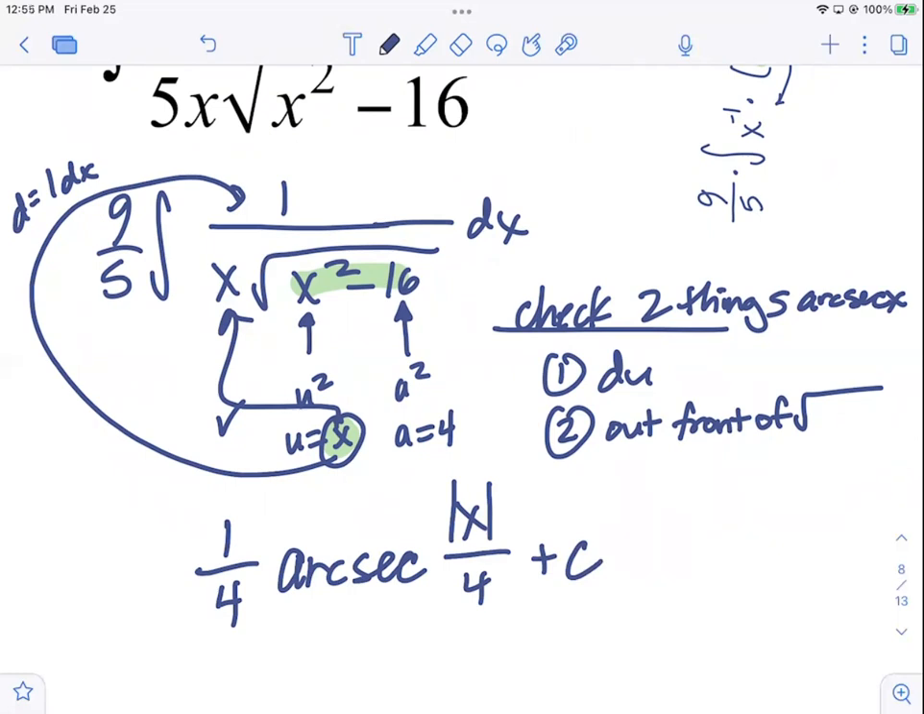Oh, no, because it's x squared minus a squared. Yeah, that's a good question. The 9/5, I just forgot it.